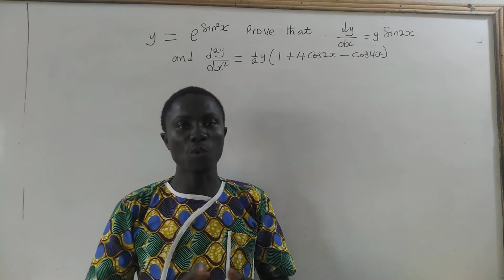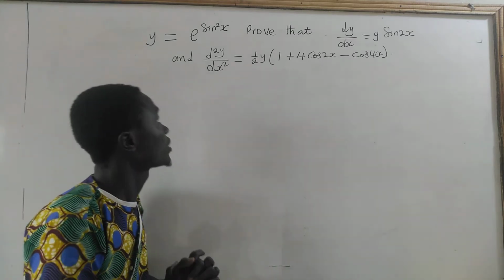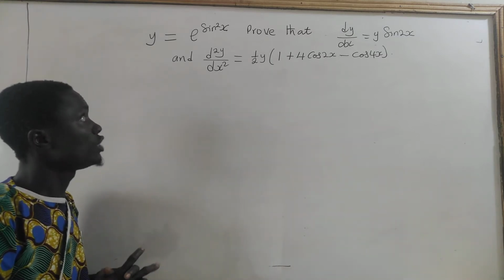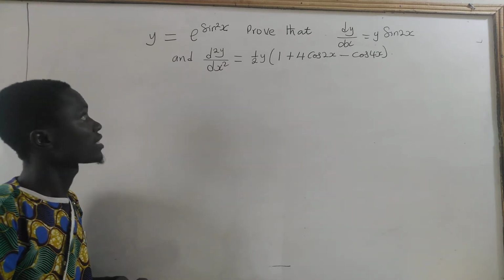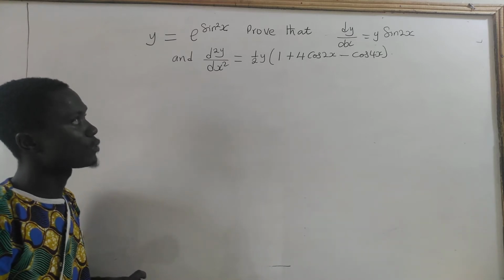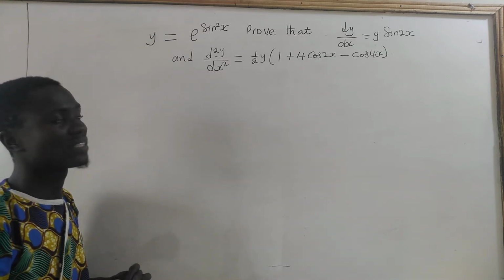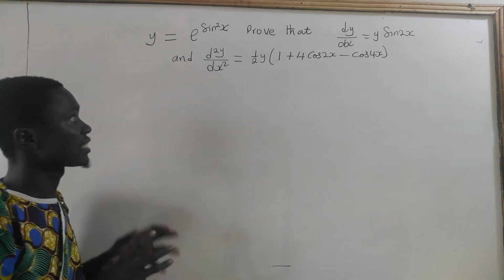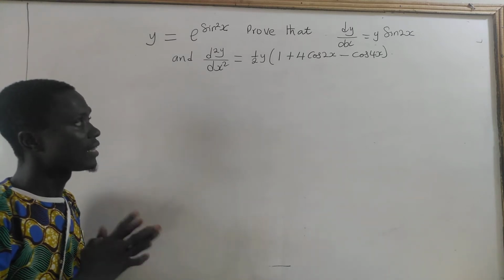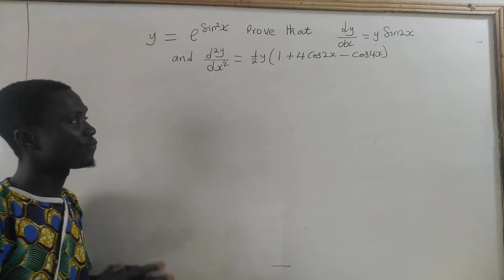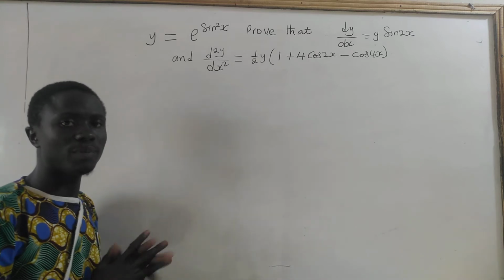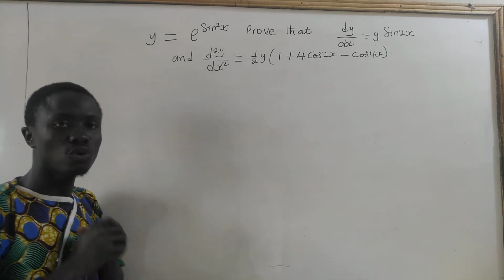In this lesson, we'll be looking at this differentiation question. y equals e to the power sine squared x. We have to prove that the derivative of y with respect to x is equal to y times sine of 2x, and the second derivative d squared y on dx squared is equal to half of y times, in brackets, 1 plus 4 times cosine of 2x minus cosine of 4x. Join me as we provide a solution to this simple question.